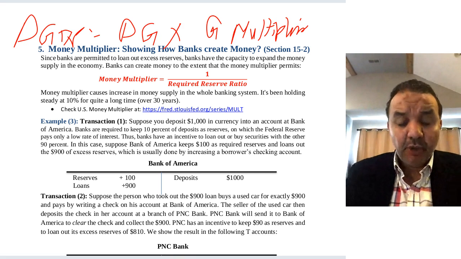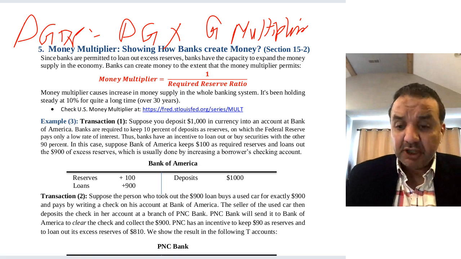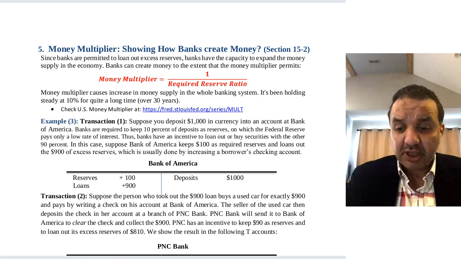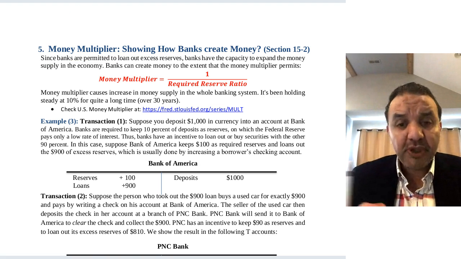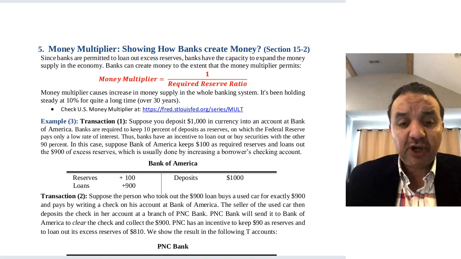So you can go back and watch my video about the government spending multiplier. I explained this multiplier when I was explaining the fiscal policy. Now, here I'm explaining the multiplier, which will be used when I explain the monetary policy. But let's focus now on the money multiplier.